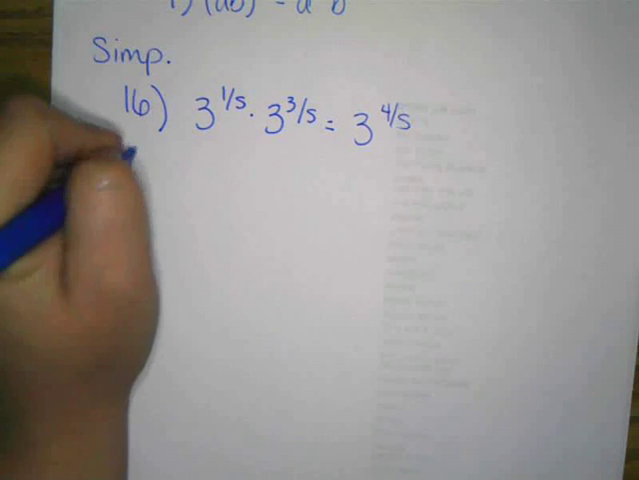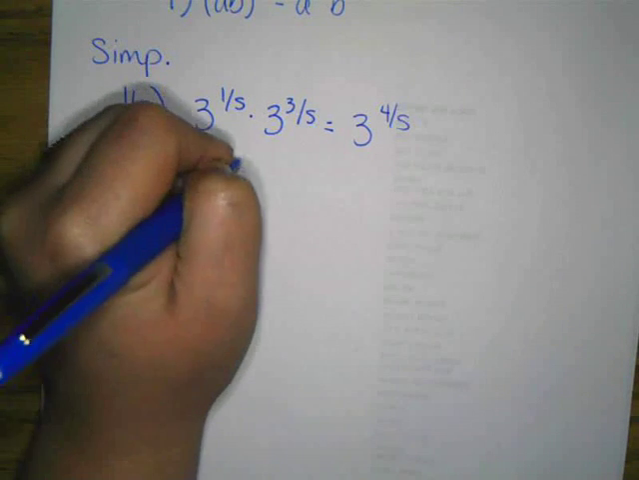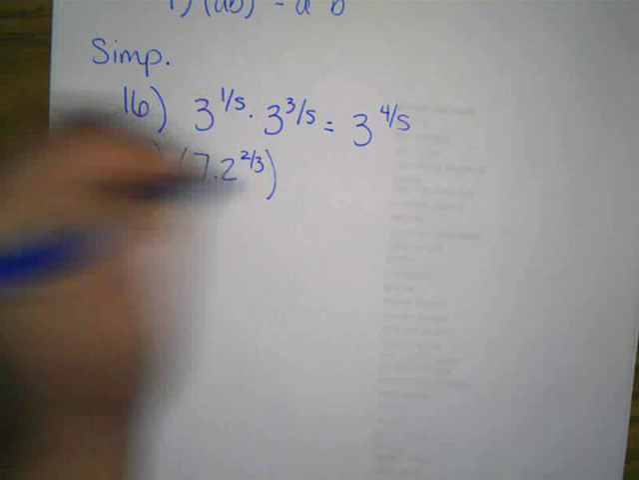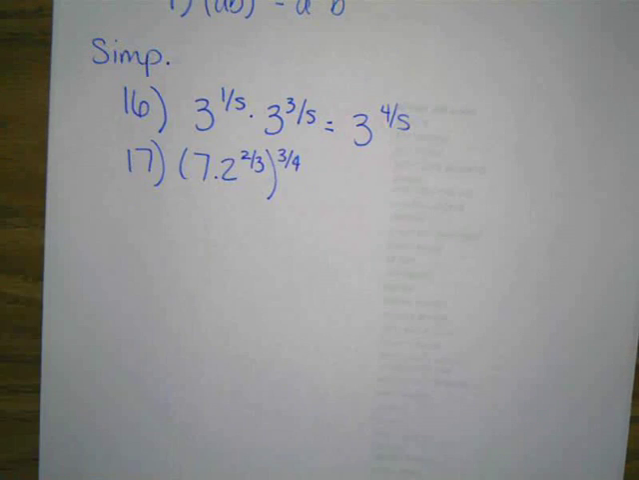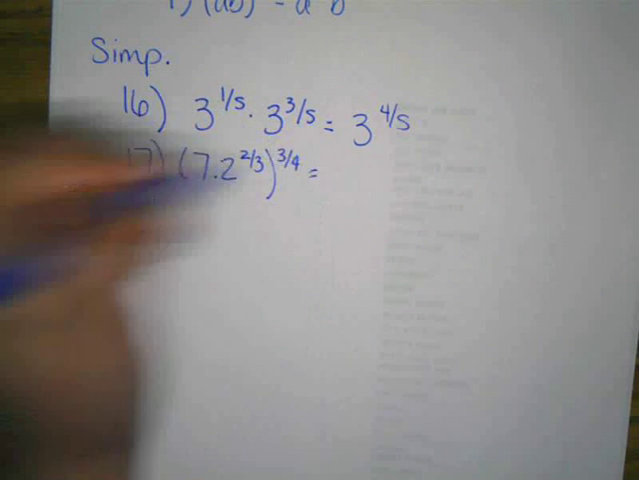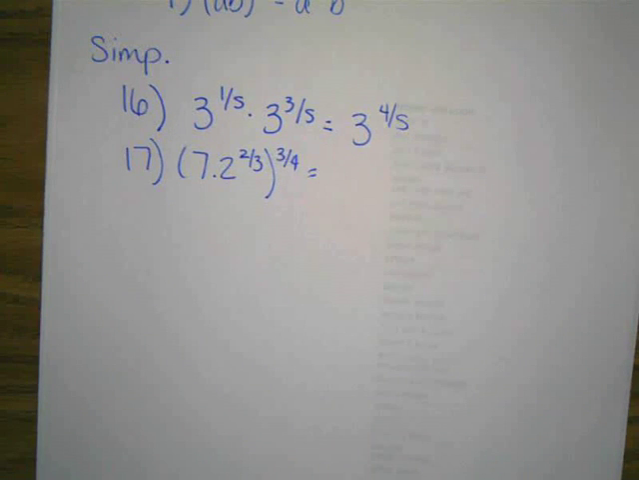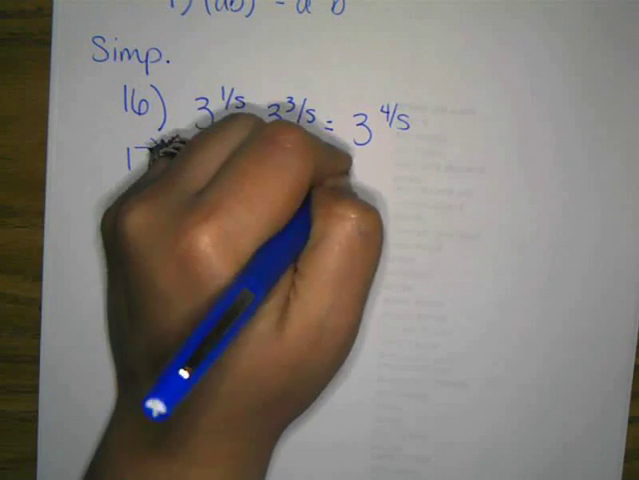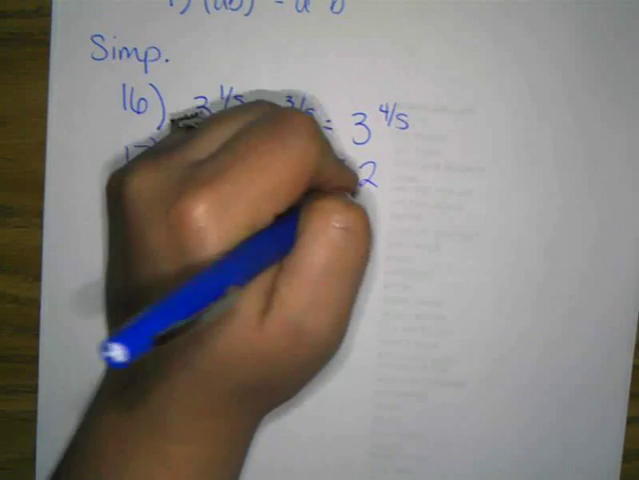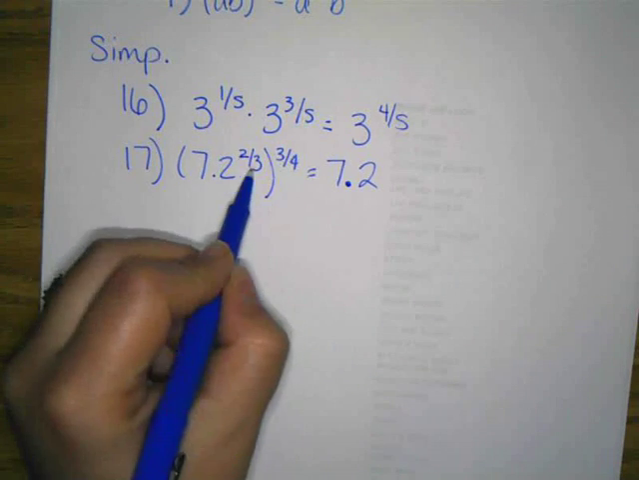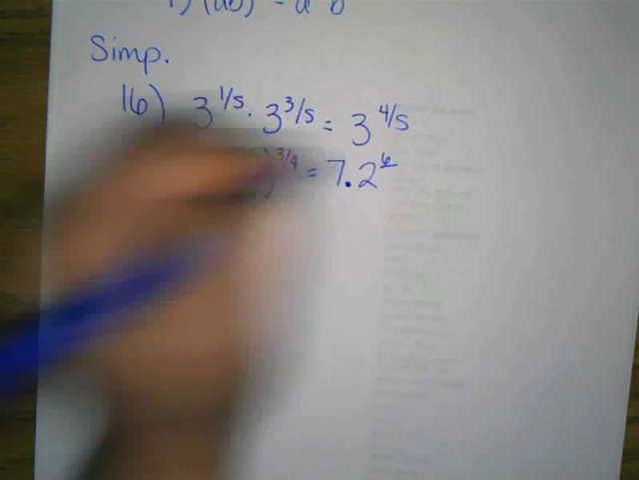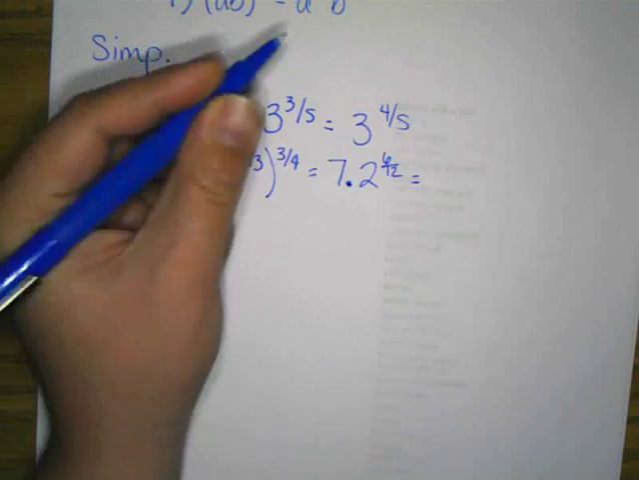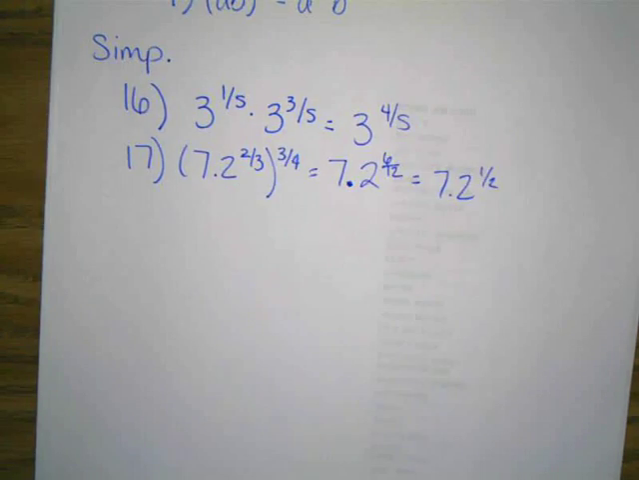Okay, number 17. 7.2 to the 2/3 power, all raised to the 3/4 power. Now ask yourself, which rule is this? Rule number 3, power to a power. I hope you're getting good at hitting pause so I don't give away all your answers and take away all the fun. So now we have 7.2 to the, and we multiply. So we get 2 times 3 is 6 over 3 times 4 is 12. 6 over 12 is 1/2. So we get 7.2 to the 1/2 power.